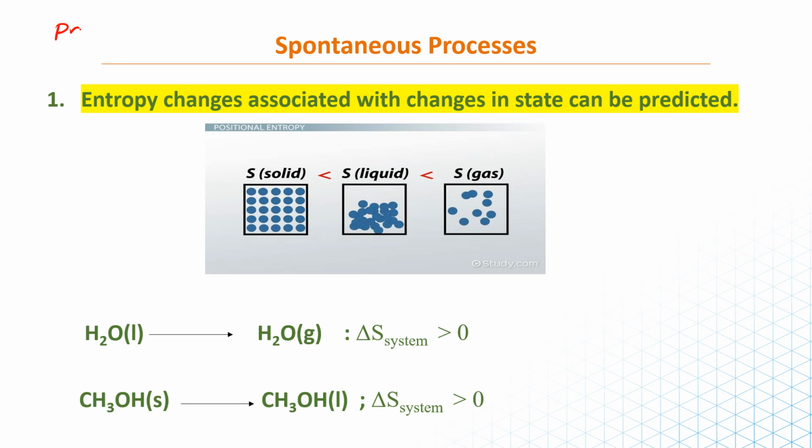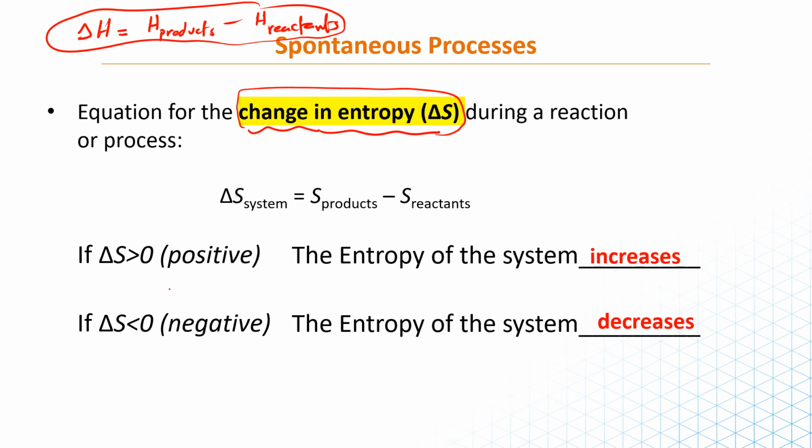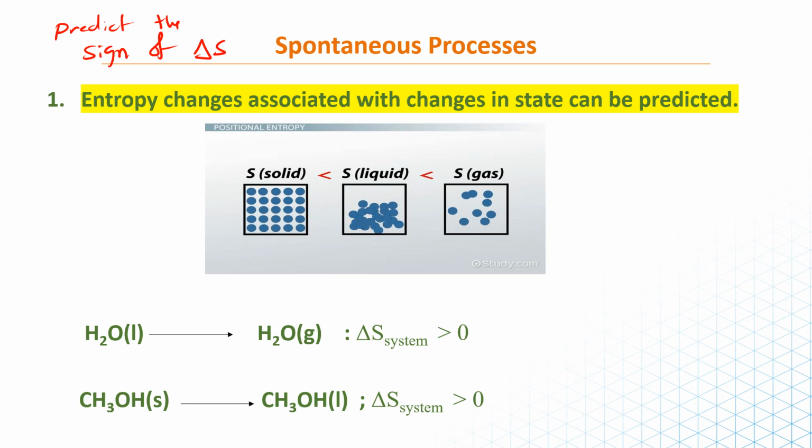Now, how can we predict the sign of delta S؟ احنا قلنا مرة تكون الدلتا S positive أكبر من زيرو ومرة تكون بالنيجاتيف أقل من زيرو. كيف نتوقع إذا شفنا تفاعل أمامنا قرأنا معادلة كيميائية كيف نقدر نتوقع إذا الدلتا S بتكون positive or negative؟ We have some set of rules, okay? So entropy changes, which is delta S, associated المرتبطة with changes in state مع التغيرات في الحالة الفيزيائية can be predicted. نقدر نتوقعها. شو معنى هذا الشيء؟ Look here.